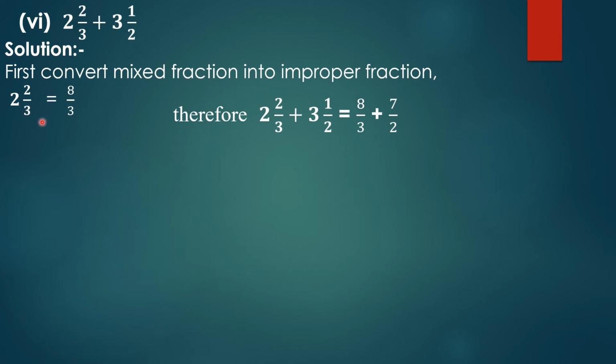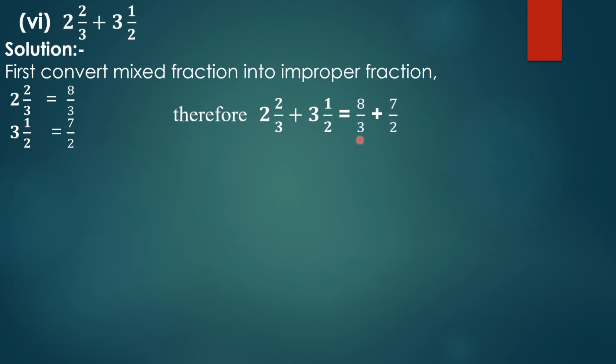Write down 2 2 by 3, which is equal to. So how to do this one? We have done previously also under mixed fractions. 3 2s are 6. 6 plus 2, it is 8. So this will become 8 by 3. Next 3 1 by 2, which is equal to 7 by 2. How? 2 3s are 6. 6 plus 1, 7. So this will become 7 by 2. Therefore 2 2 by 3 plus 3 1 by 2 equal to 8 by 3 plus 7 by 2.